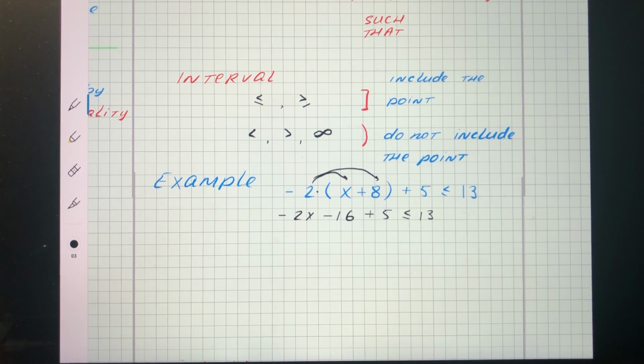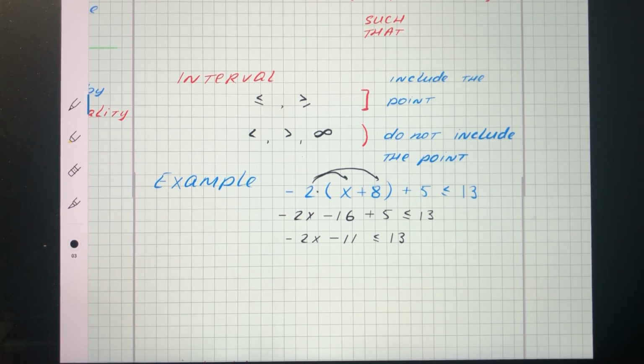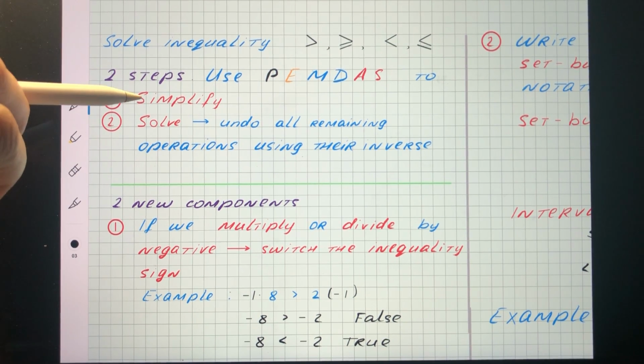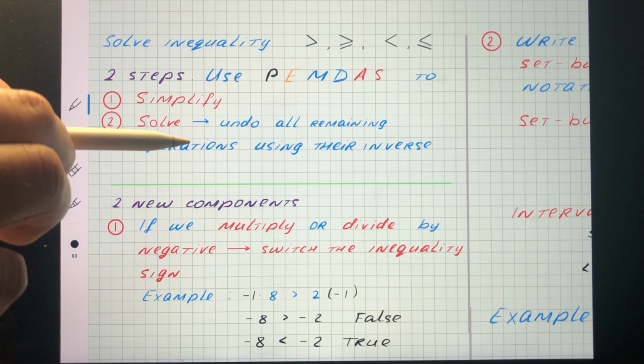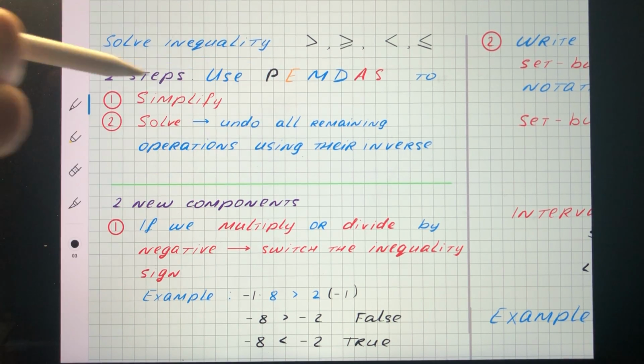Now we combine like terms. Negative 2x is all by itself, but negative 16 plus 5 makes negative 11. This is the simplest form of our original inequality. That's the end of the first part. The first part, simplify, is complete. Now we go to the second phase, which is solve by undoing all remaining operations. We start at the bottom and we work our way up.